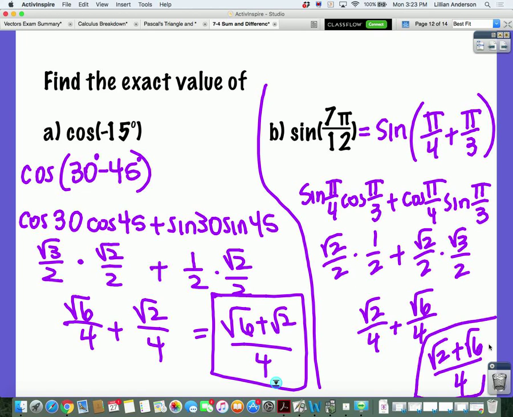Will they always be this value? No. It just happens to be the same thing because, well, 30 and 45 degrees, they basically have the same set of ordered pairs. It's either going to be root 3 over 2, 1/2, or root 2 over 2. Now, depending on what other particular angles they might ask you to figure out the exact value of for sine and cosine, those answers can vary. Okay?